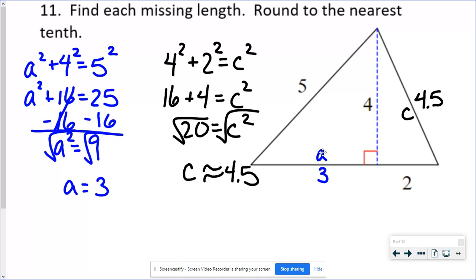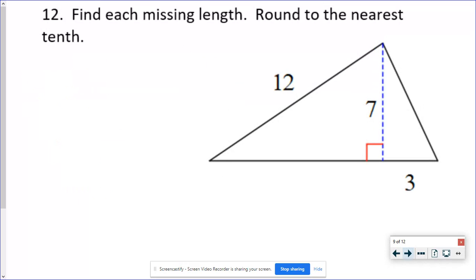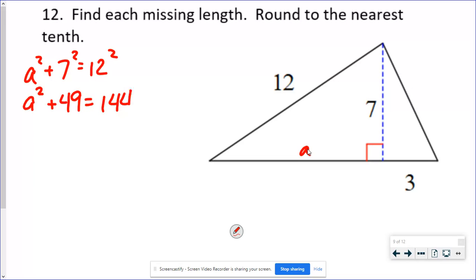Okay. We'll have one more of those. Same kind of situation. Actually, the setup looks very similar. It's just that this time we won't have any of those nice Pythagorean triples to work with. So let's find this A. A squared plus 7 squared equals 12 squared. Oh, that was like a 9 there. So A squared plus 49 equals 144. And when we get rid of the 49, we'll be left with A squared equals 95.